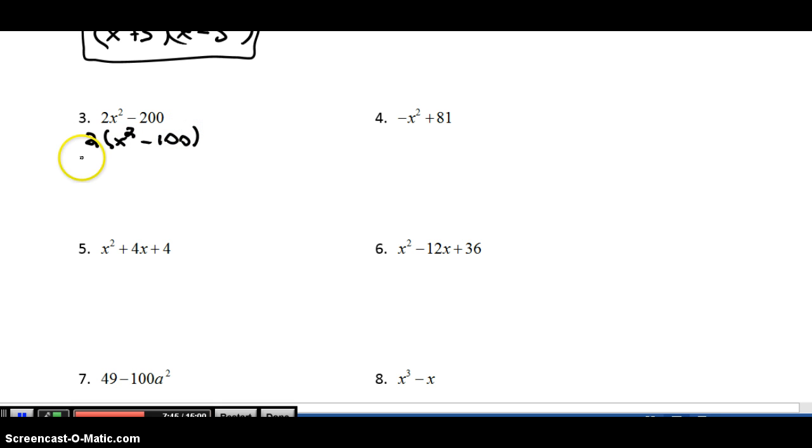Whenever you're factoring out a GCF, you're really just dividing. Whenever you're factoring anything, I like to kind of think of it backwards. 2 times x squared would give me 2x squared, and 2 times negative 100 is negative 200. So I have this part done correctly, but guess what this is?